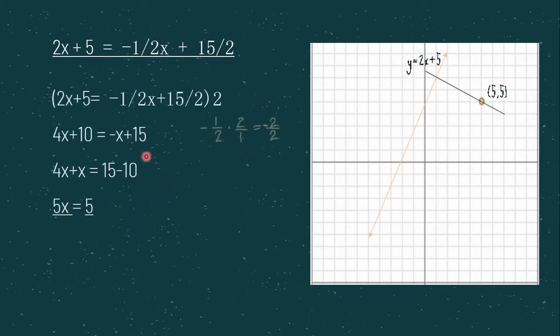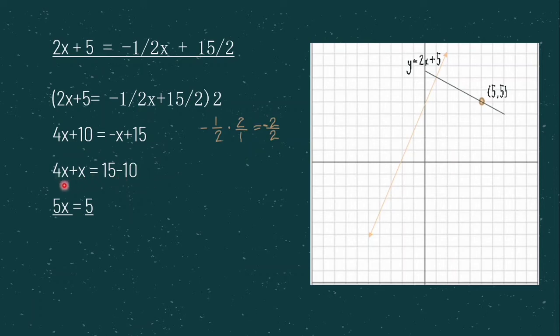-1/2 multiplied by 2 is equal to -2 over 2, which is equal to -1, so we have -x. Then 15/2 multiplied by 2 is equal to 30 over 2, and when you simplify it, it's positive 15. Then you combine the like terms. You will transfer x over here, so that will become 4x plus x equals 15 minus 10, because you will transfer 10 right here.